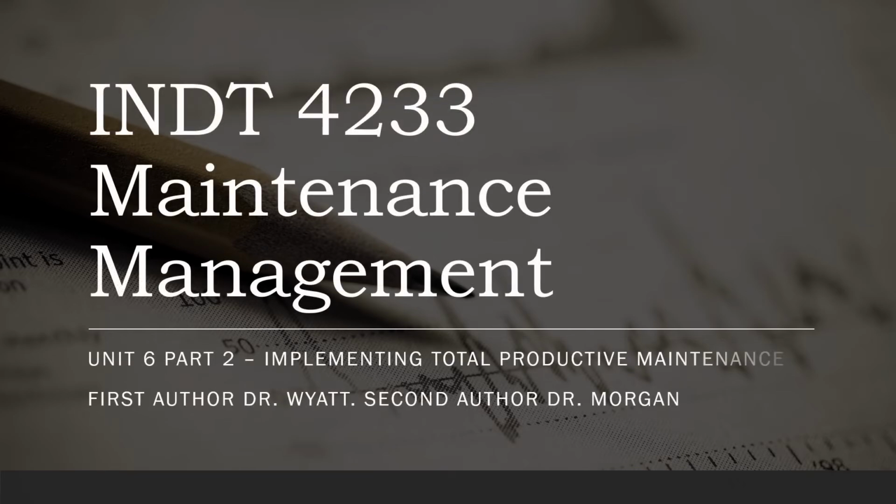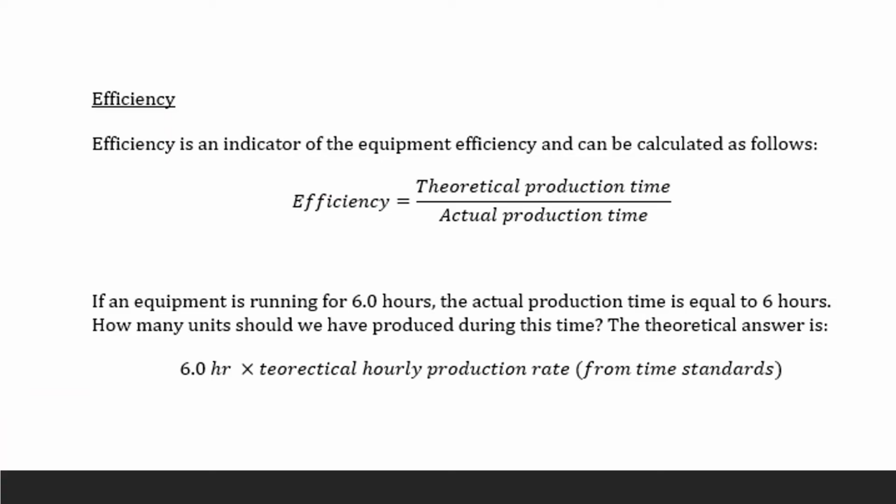Okay, now we're going to continue Unit 6, Part 2. Efficiency. Efficiency is an indicator of the equipment efficiency and can be calculated as follows. You have your efficiency equal to theoretical production time divided by actual production time.